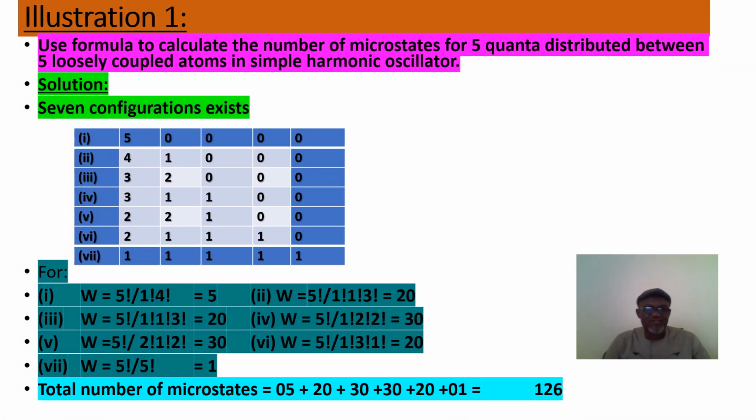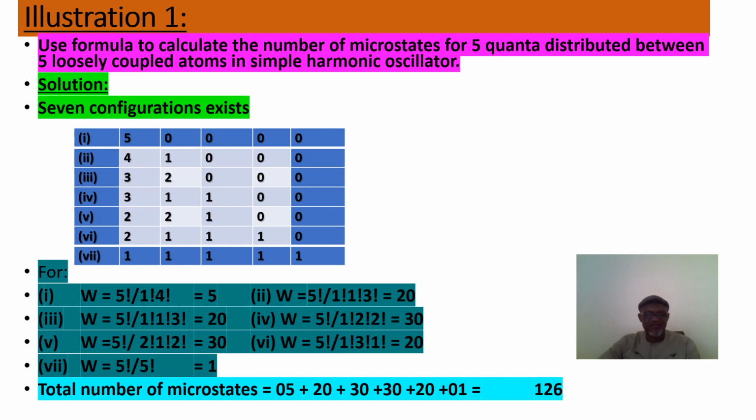Now we go further to increase. We now use this formula for 5 quanta distributed among 5 loosely coupled atoms. Look at it. The first will be 5, 0, 0, 0, 0. So one person takes 5, the rest is left with 0. One person takes 4, one is left with 1, and the rest 0. 3, 2, 0, 0. 3, 1, 1, 0, 0. 2, 2, 1, 0, 0. 2, 1, 1, 1, 0, and then 1, 1, 1, 1, 1. Each time, the total of this must be 5.